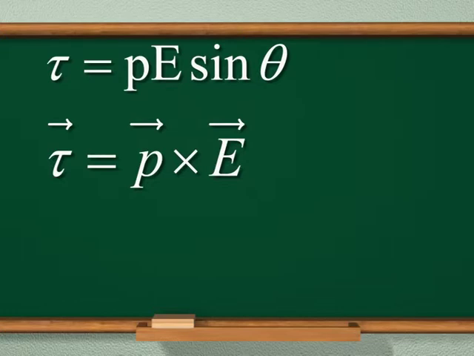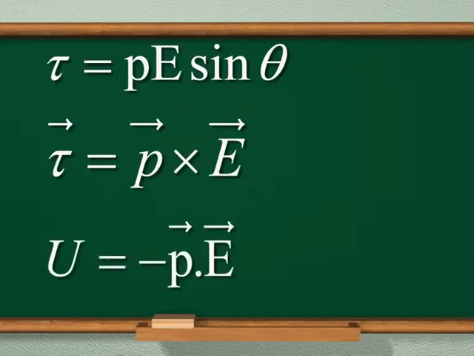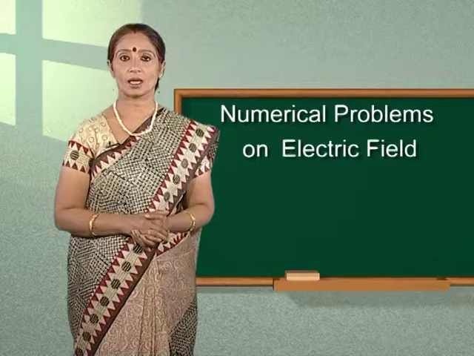Potential energy possessed by the dipole by virtue of its particular position in the electric field, U, is equal to minus dot product of the vector P and vector E.